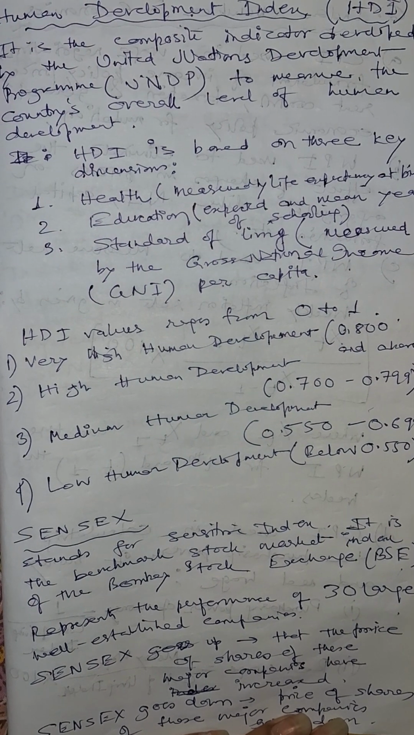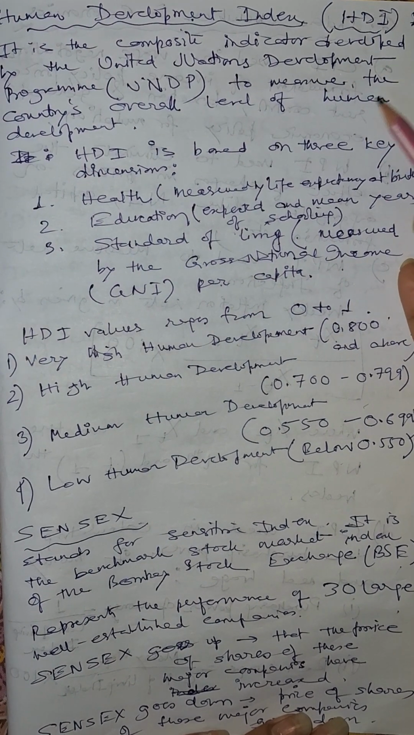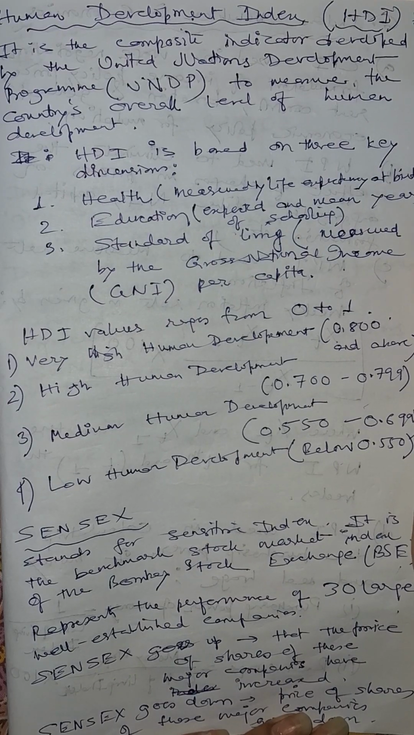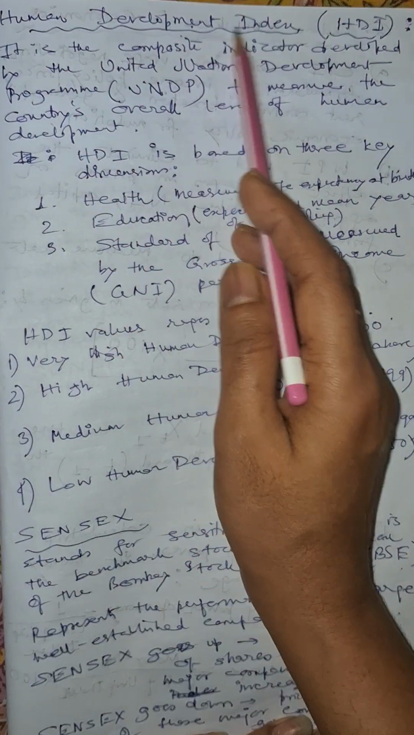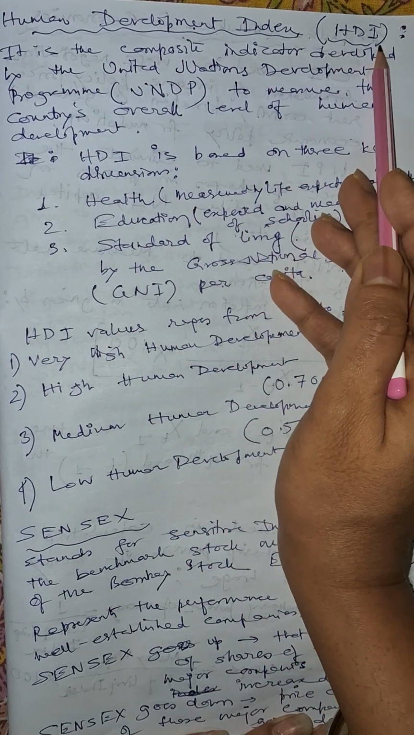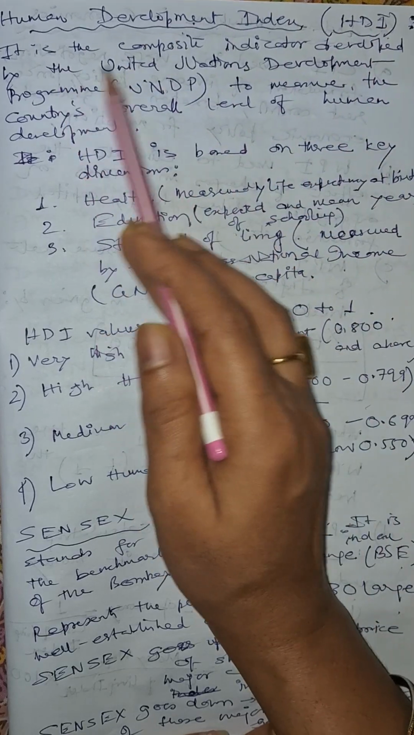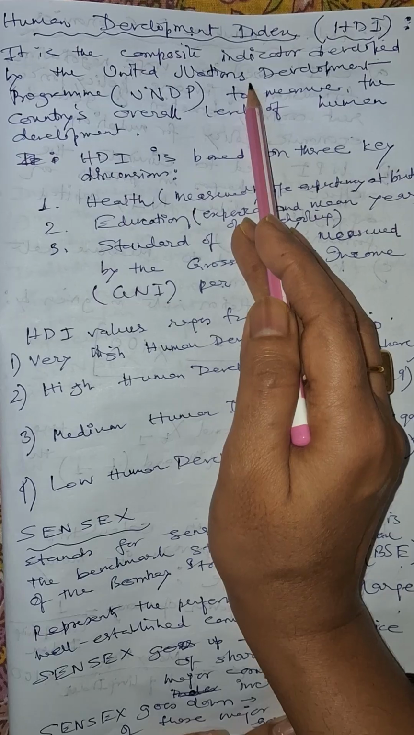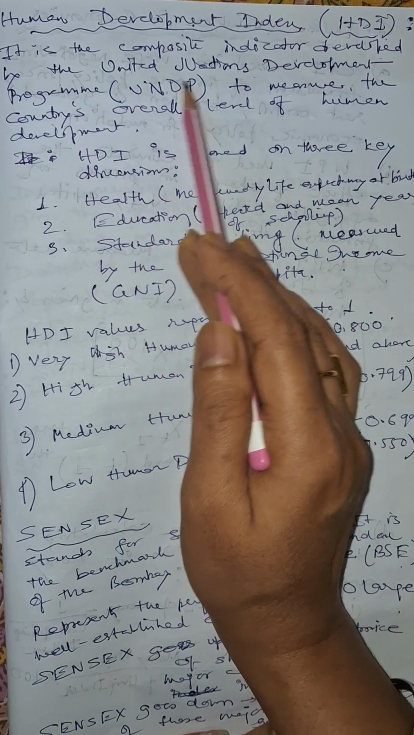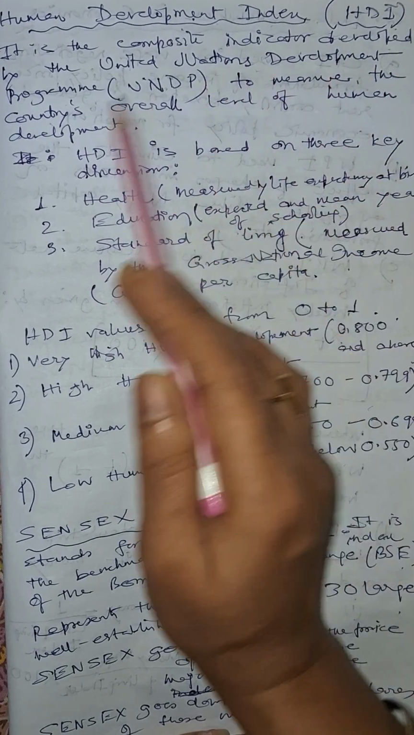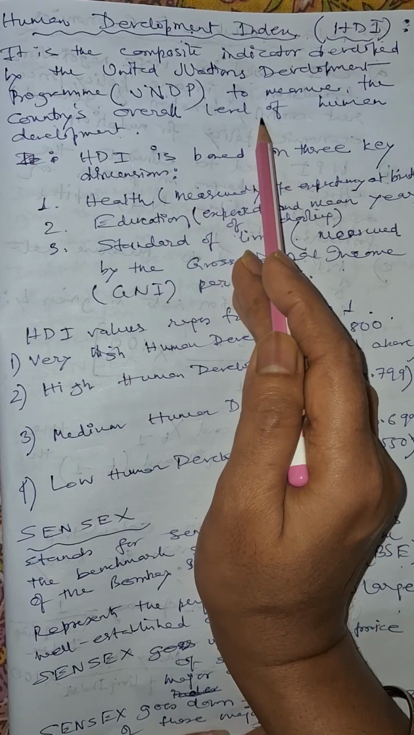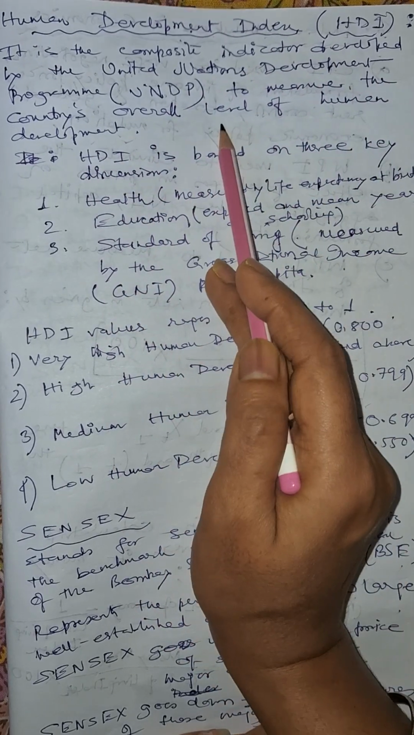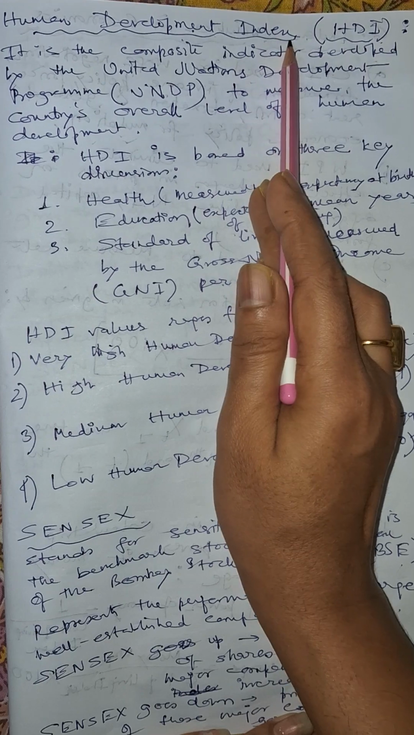Now today we will be doing the last part of the chapter 7, Index Numbers, CBSE NCERT. So we start with the Human Development Index, which is represented as HDI. It is the composite indicator developed by the United Nations Development Programme, or UNDP, to measure a country's overall level of human development. So this is how we define the Human Development Index.